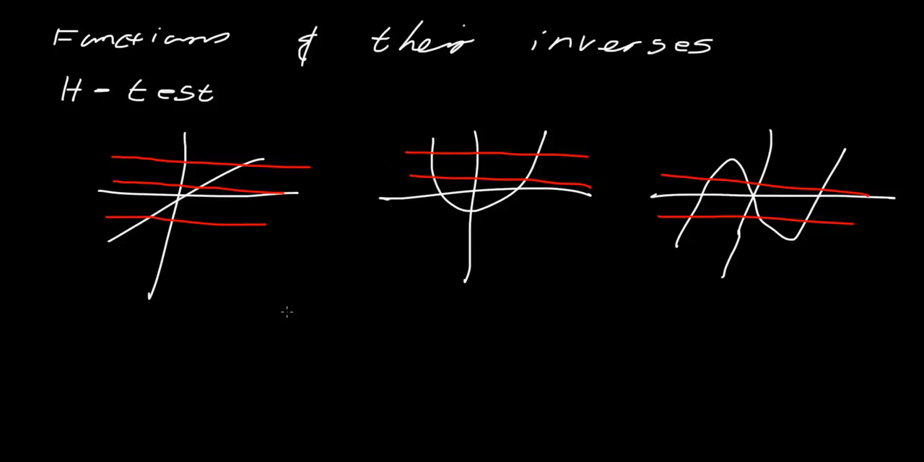So as with the vertical line test, let's count how many times our function crosses the horizontal line. Here we've got one, crosses once there, crosses once there, and it crosses once there. Here it crosses the horizontal line twice, twice, twice, and twice. So what does that tell us? The horizontal line test is a test for inverses.